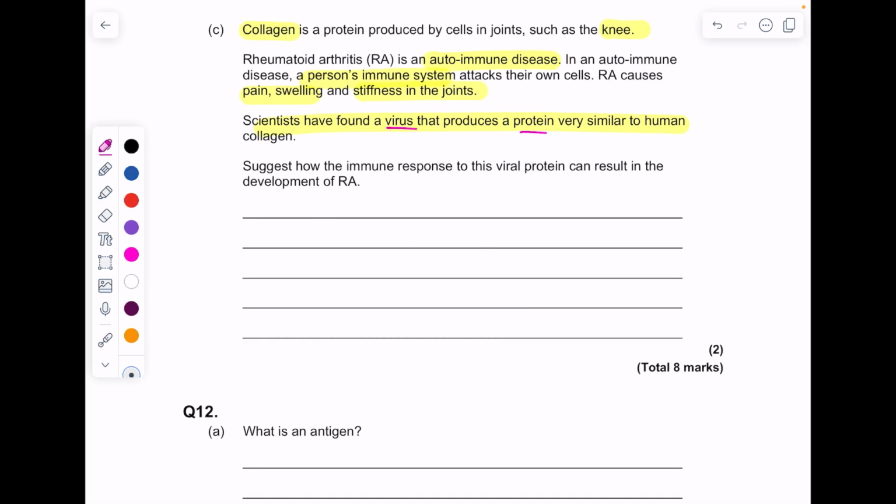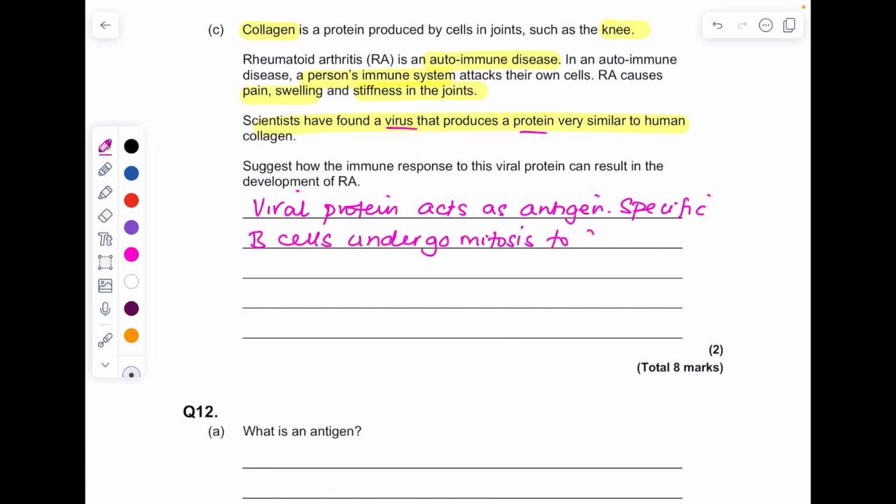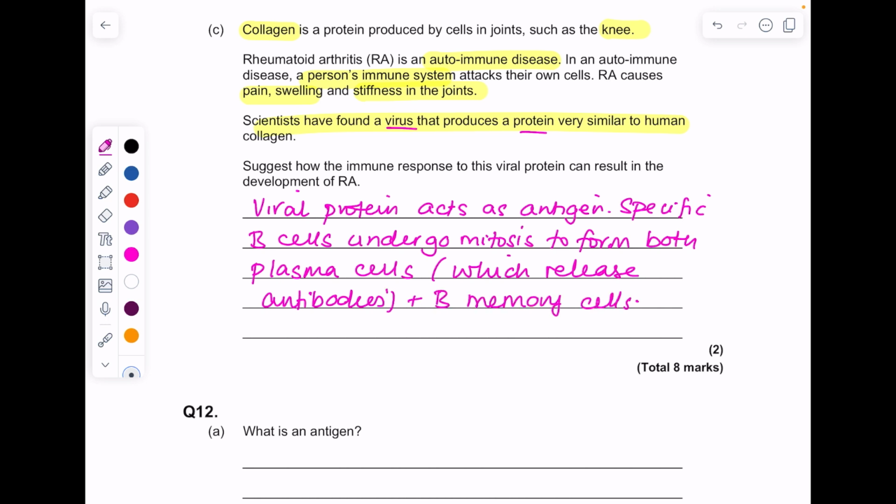That viral protein is going to act as an antigen, and then specific B cells undergo mitosis to form both plasma cells, which release antibodies, and B memory cells. Antibodies cause symptoms of rheumatoid arthritis. So we know that antibodies form a large part of this specific immune response in order to deal with pathogens.